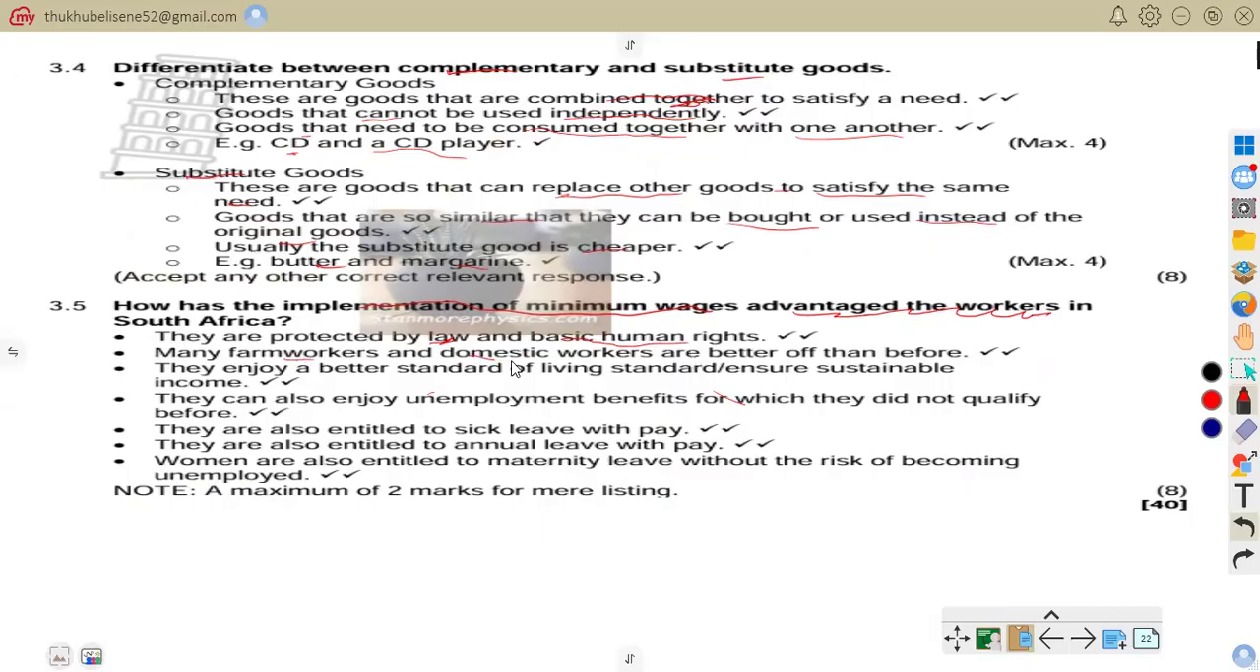Many farm workers and domestic workers are better off than before. That is true. They enjoy a better standard of living and a sustainable income, like I've said, higher income. They also enjoy unemployment benefits for which they did not qualify before. They are also entitled to sick leave with pay, and annual leave with pay. Women are also entitled to maternity leave without risk of becoming unemployed.